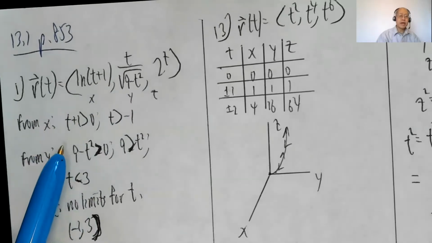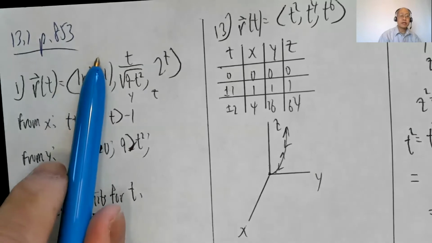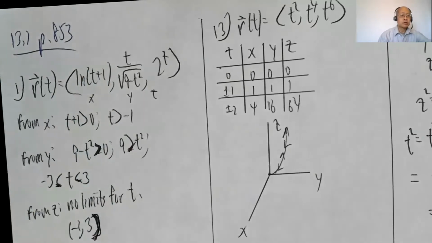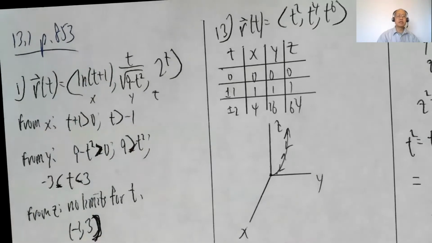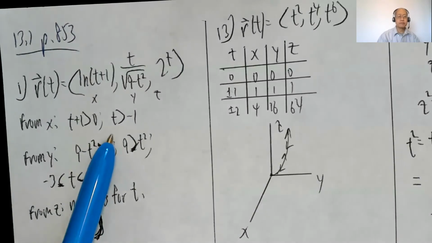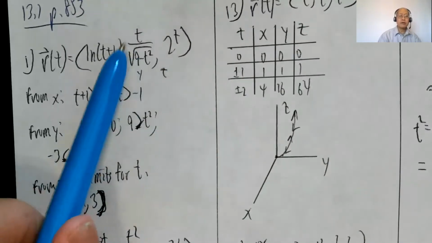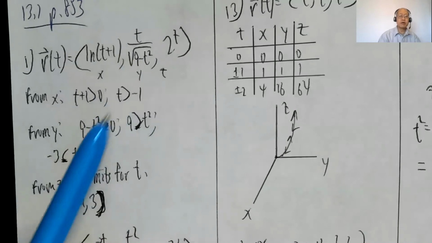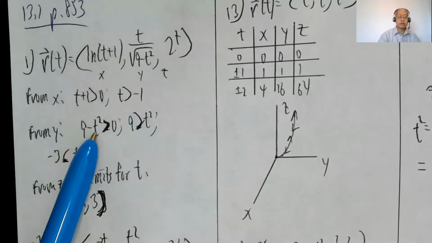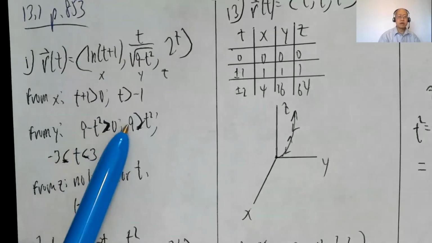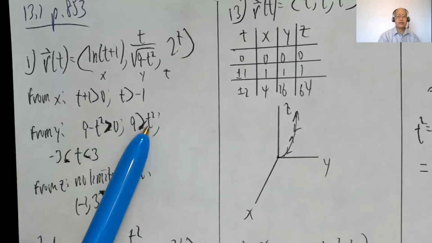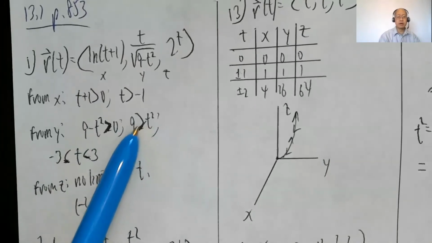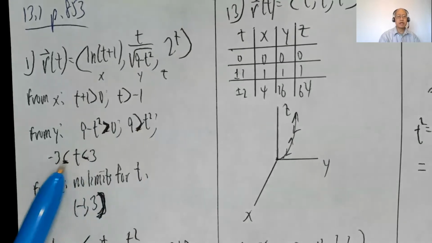All right, so from the x component, we know that we can only take the natural log of positive stuff. So t plus 1 is greater than 0, which means t is greater than -1. From y, the square root of 9 minus t squared has to be greater than or equal to 0. If I add t squared, 9 is greater than t squared. If you think of the graph of the parabola t squared, that's going to happen when t is between -3 and 3.